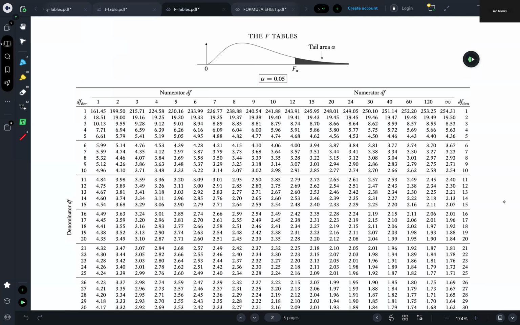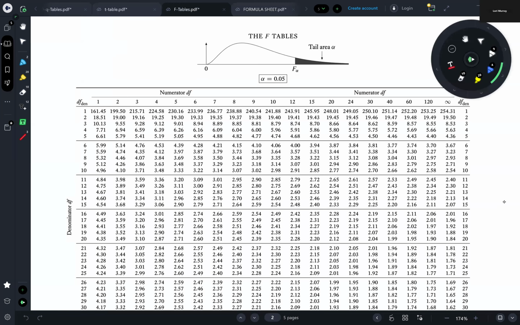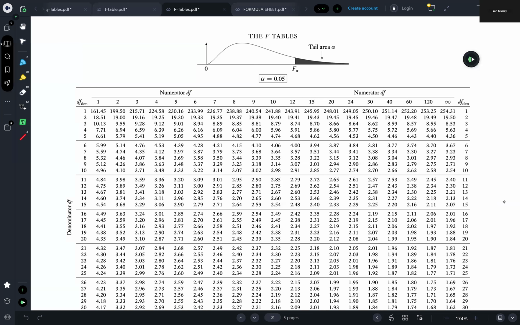And here's the F table that we use. For the F distribution table, we always use alpha of 0.05 or 5%. And that corresponds to the area under the curve, which is 5%. And we want to find the critical value, the table value from this table, and it's going to line right up with that point where the shaded region starts.